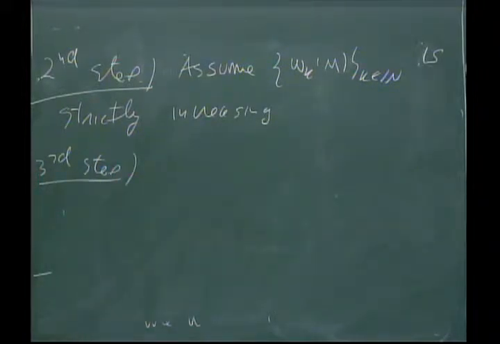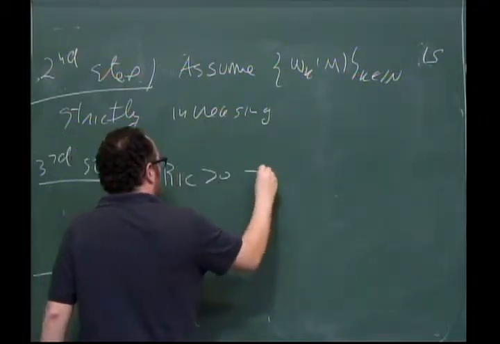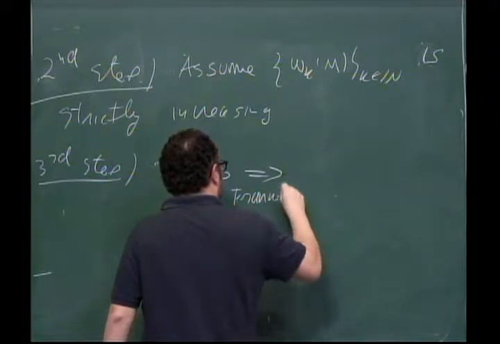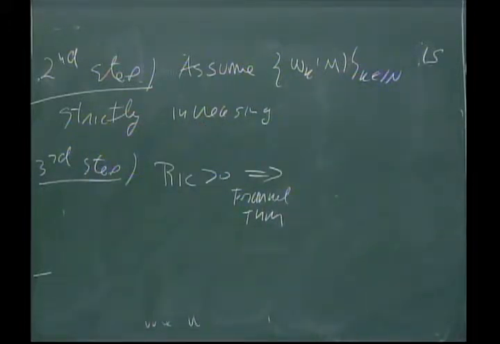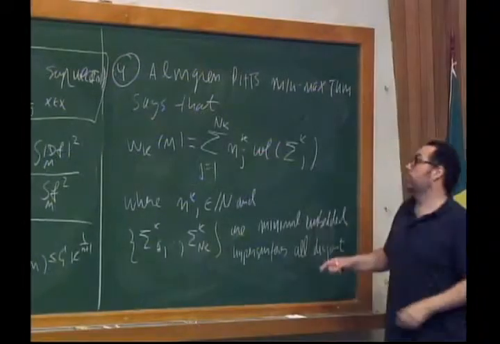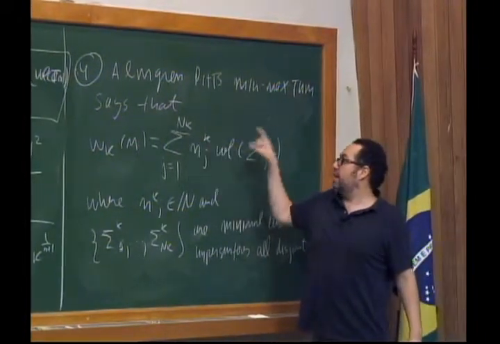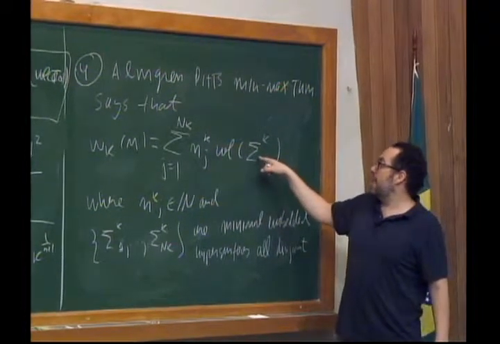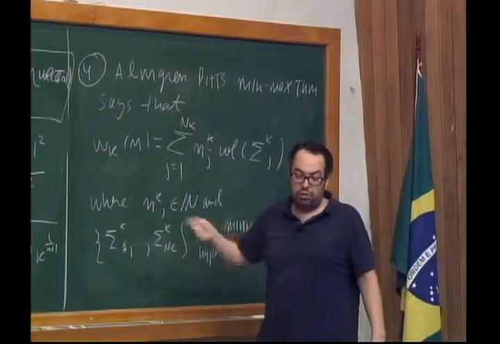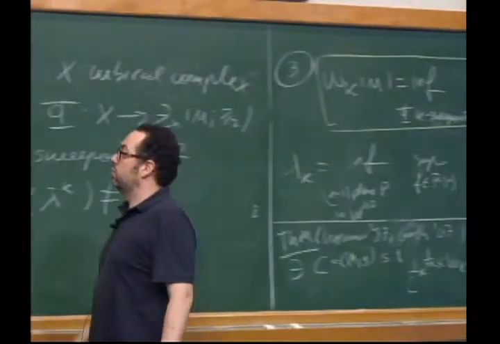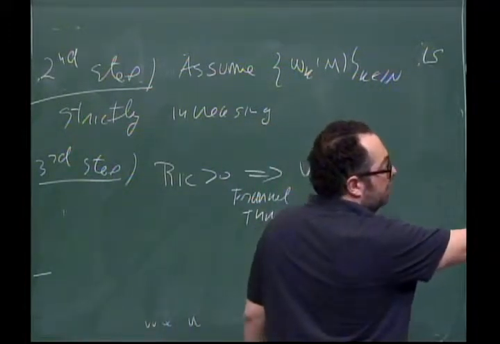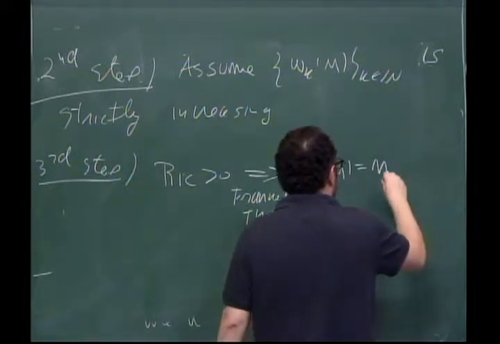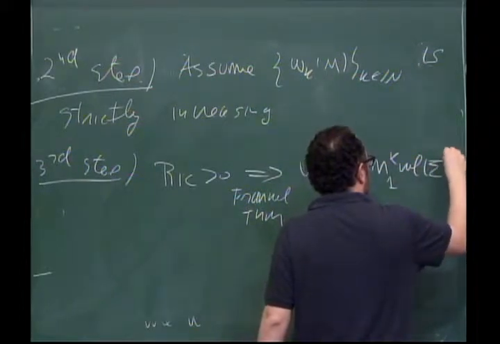And now that's where we use the positive Ricci condition, which implies, by Frankel's theorem, that if you have a manifold with positive Ricci curvature, then any 2 minimal hypersurfaces must intersect. So in particular, when we go to Almgren and Pitts, Almgren and Pitts says that I can realize these numbers as a finite linear combination of volumes of minimal embedded hypersurfaces, which are all disjoint. And so the only way this can be true with positive Ricci is if you only have one of those. So Frankel's theorem implies that the k-width has to be written just as, using that notation, with the index k being 1, n_1^k times the volume of sigma_1^k.